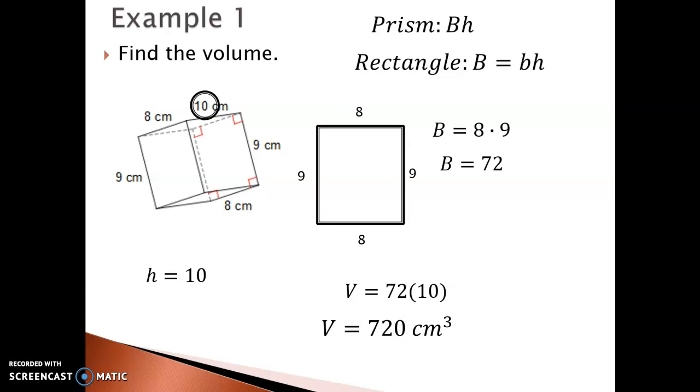Today we're going to push that a little bit further, going into all types of prisms, as well as eventually into cylinders. Good luck with the practice, and ask any questions.